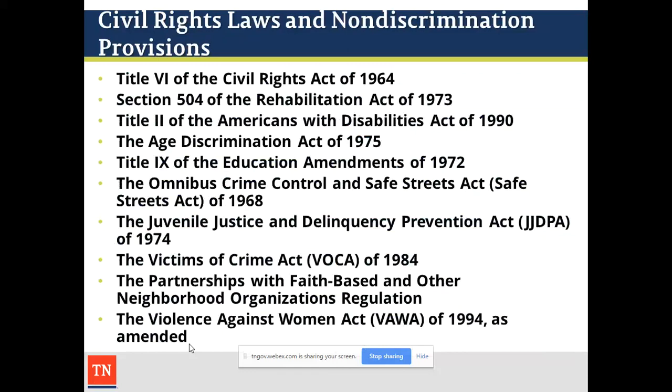Here are the civil rights laws and non-discrimination provisions, and I'm not going to go over each one. Do know that we will post this WebEx up on our website, and you can access that at any time. But these are also on our webpage, as I pointed out just a minute ago.